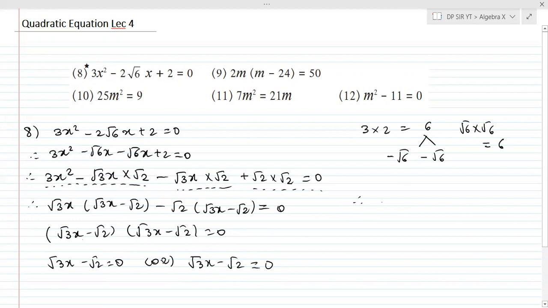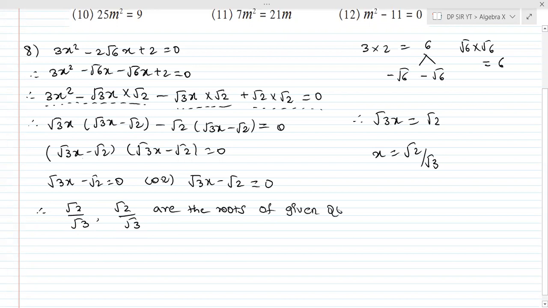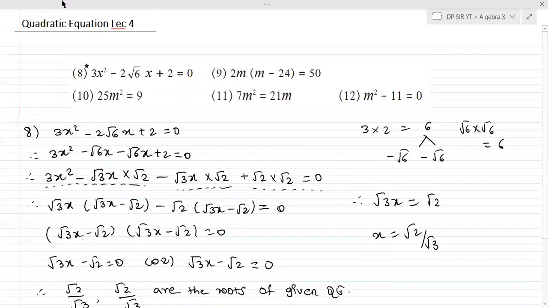Therefore, I can conclude one thing, that root 3x is equal to root 2. It simply means that x is equal to root 2 upon root 3. Therefore, we can say that x is equal to root 2 upon root 3. Similarly, root 2 upon root 3 are the roots of the given quadratic equation. Okay.